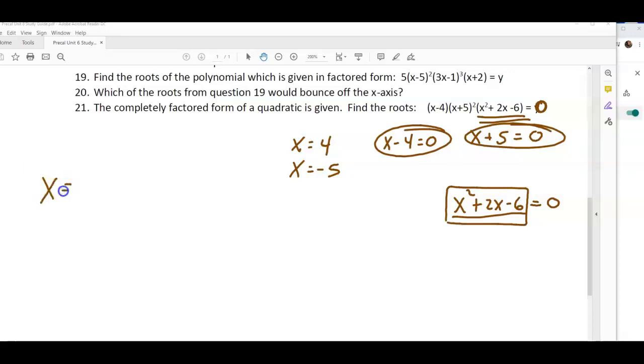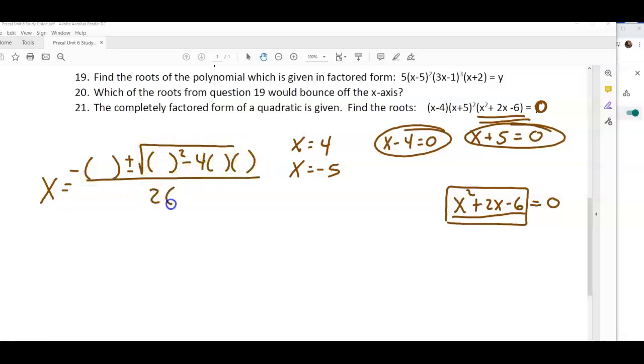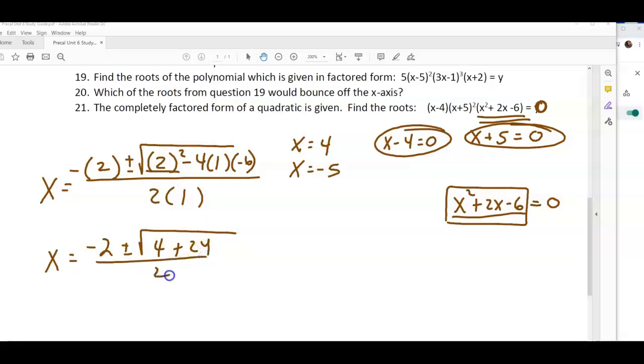So we're going to do x equals -b plus or minus the square root of b squared minus 4ac all over 2a. So, pretty useful little formula. Not exactly the funnest thing in the world, but very useful. So we have 4 plus 24 over 2. And as you guys know, we need to simplify that.